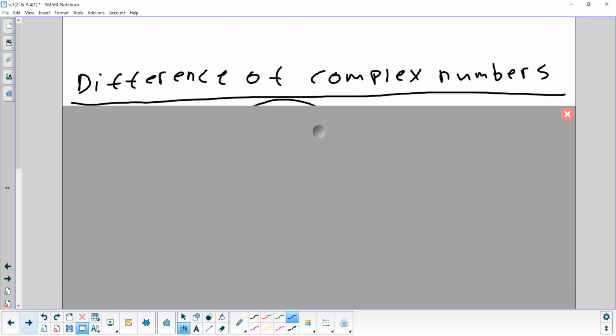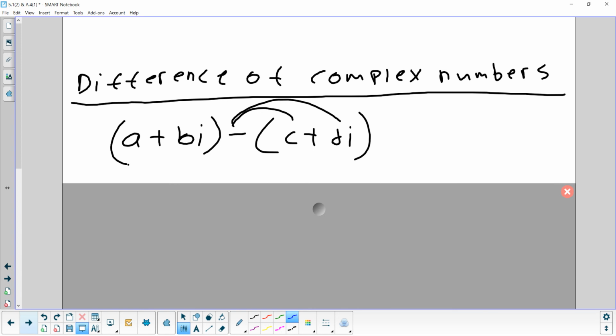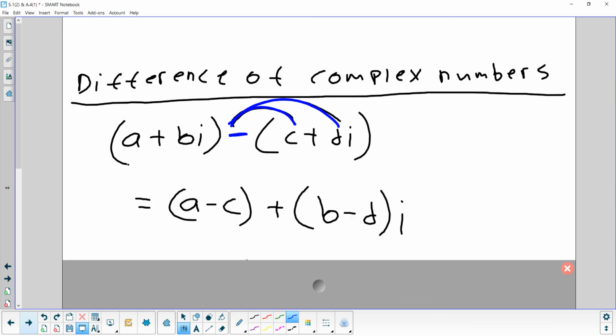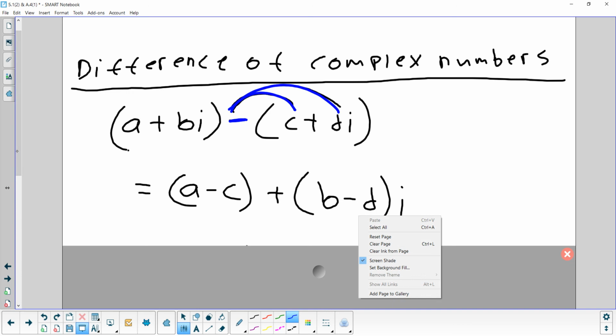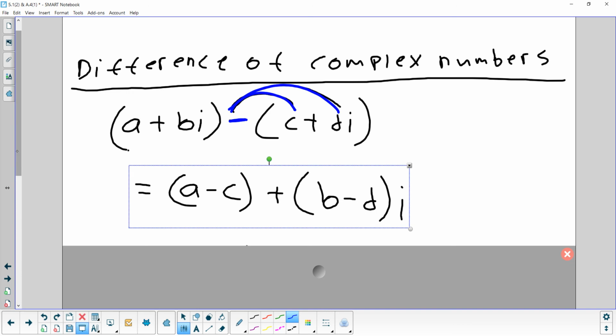Now subtracting, pretty much the same thing, except think of this subtraction sign as being distributed. You're going to subtract C from A, and then you're going to subtract D from B. You're subtracting both of the numbers in the second parenthesis from the numbers in the first. And that's the calculation that you're pretty much going to do in your head when you're trying to figure it out. Subtract the reals, subtract the imaginaries, just don't forget to put your i at the end so we know it's imaginary.